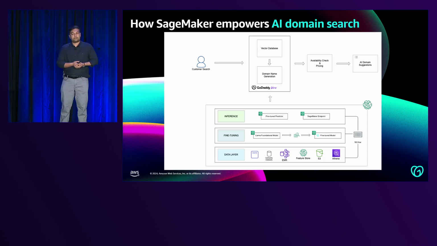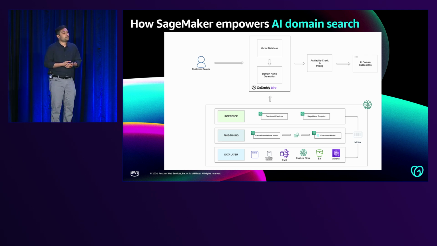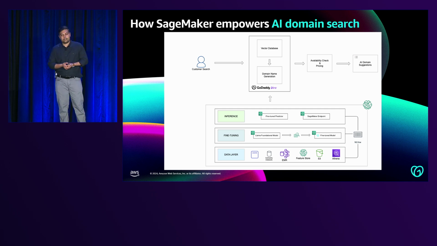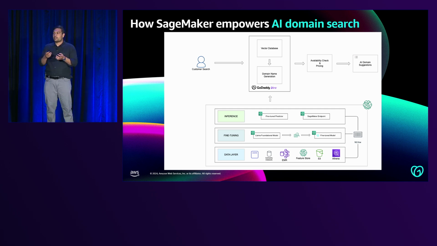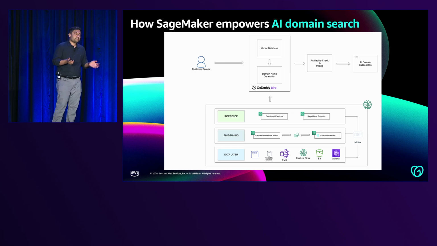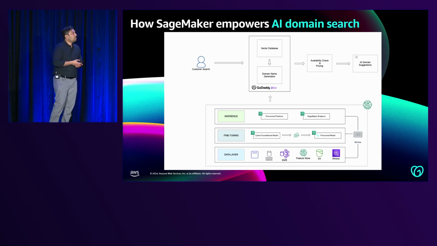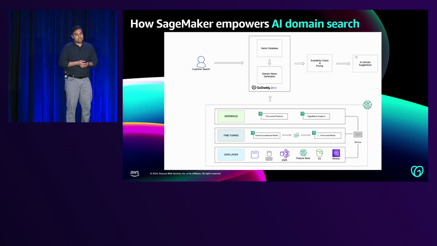Starting from bottom to top, we start with the data layer, where we focus on GoDaddy's proprietary domain search data. We use AWS services such as EMR, Athena, and others to process this raw data into structured and meaningful features. We then store these features in Feature Store and S3 for batch training purposes, and also in cache for real-time inference. This is crucial because it allows us to deliver these domain suggestions instantly, in milliseconds.